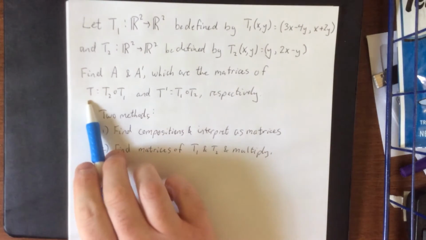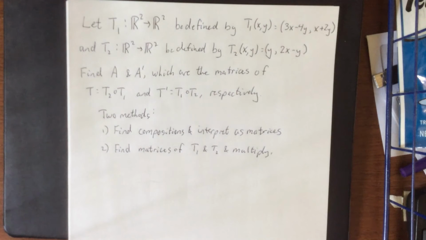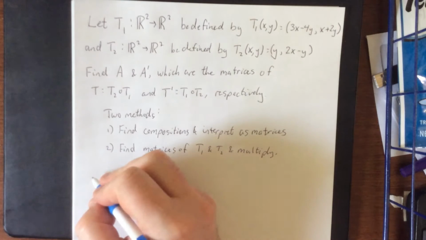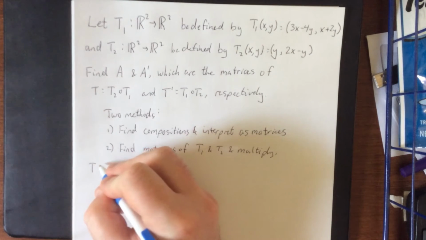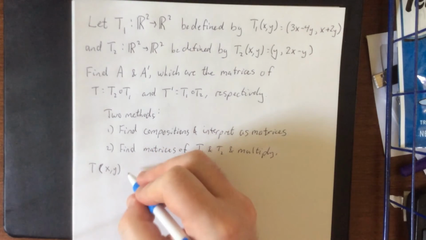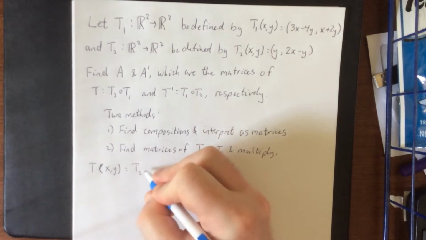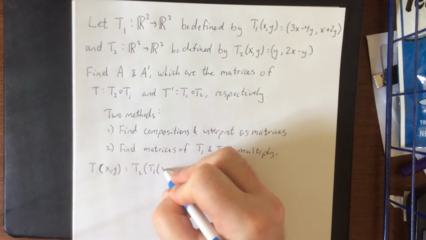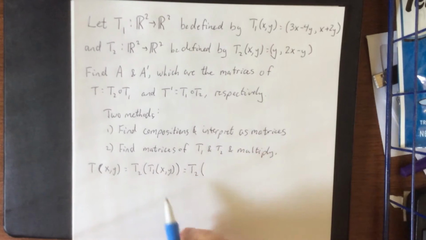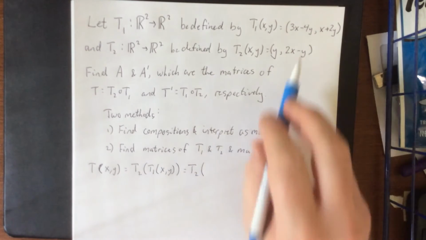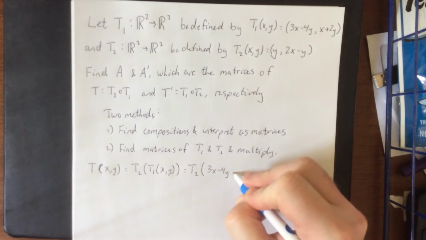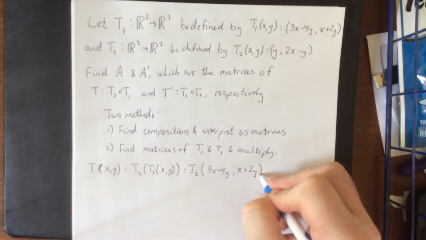So for the transformation T, which is the composition of T2 on T1, I think that's what I would like to analyze first. So with that in mind, for method 1 for T, we'll take a nice generic looking vector in R2, we'll call it (x, y), and we'll send it first through T1, and then we'll send the result through T2. So the image of (x, y) through T1 is, as we said back up here, (3x minus 4y, x plus 2y).